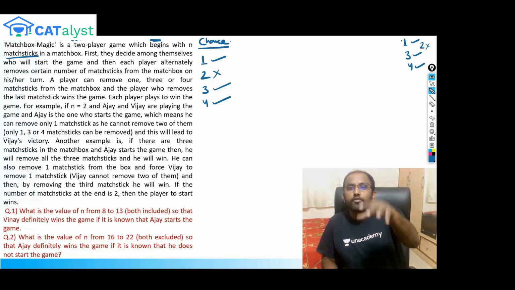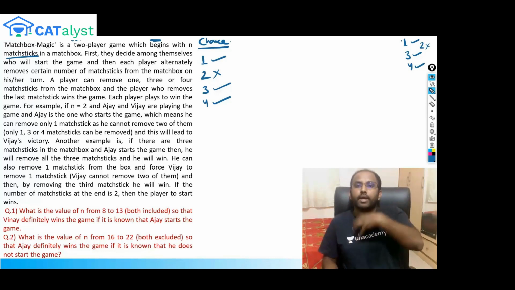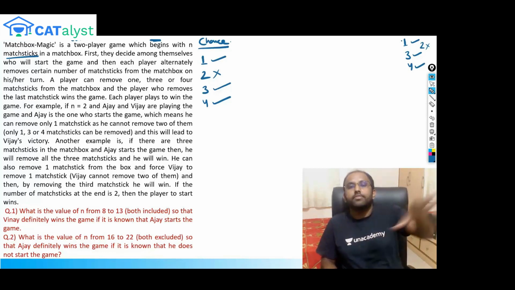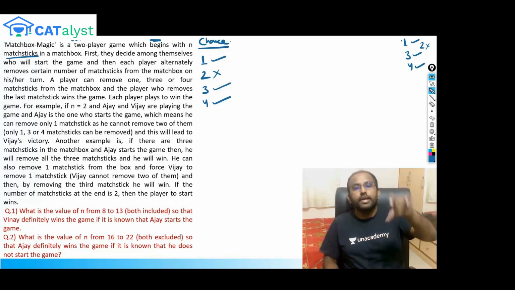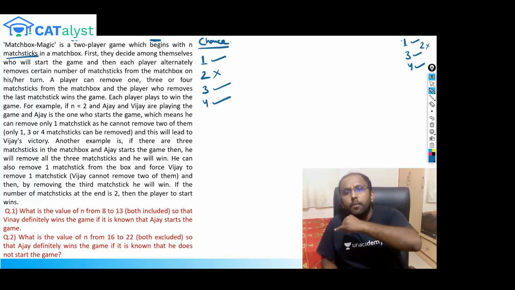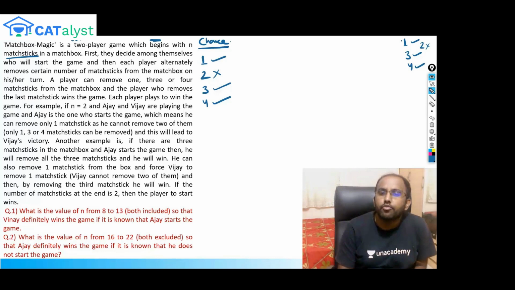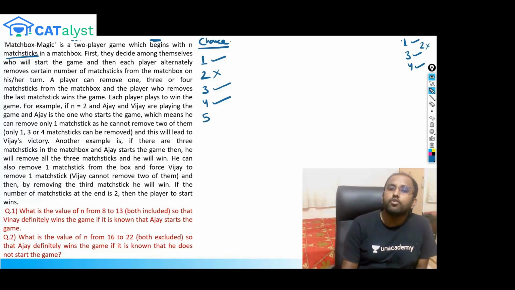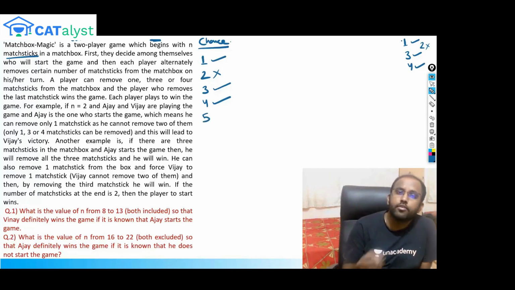So if there are 4 coins on the table, and it is my chance, meaning whoever's chance it is between the 2 players, right? He will win the game because he will pick all 4 at a time. Fine. If I move to 5 coins, who will win the game? Whoever's chance it is, he will win the game or not, right?